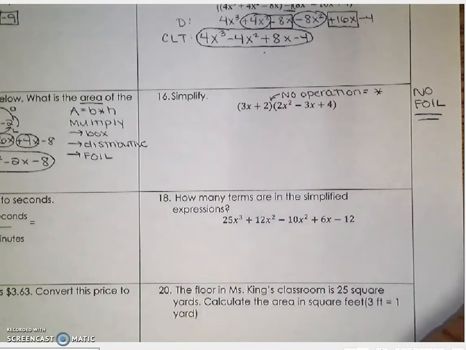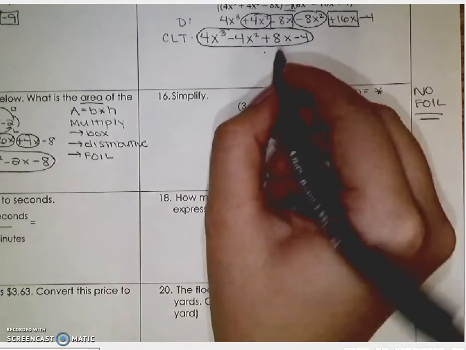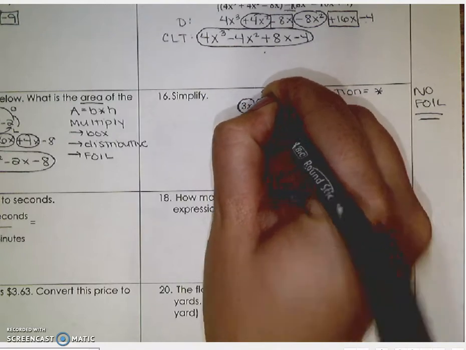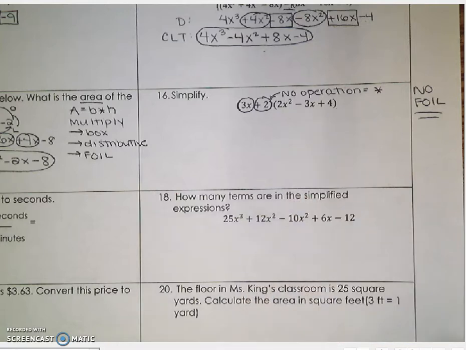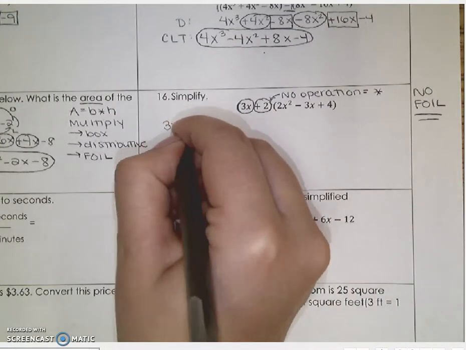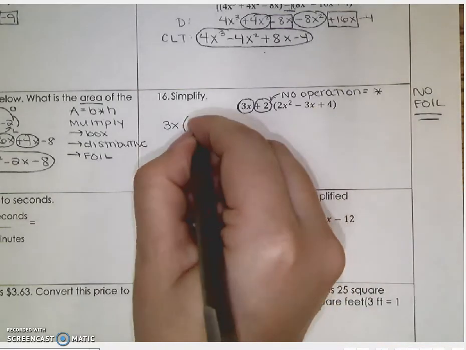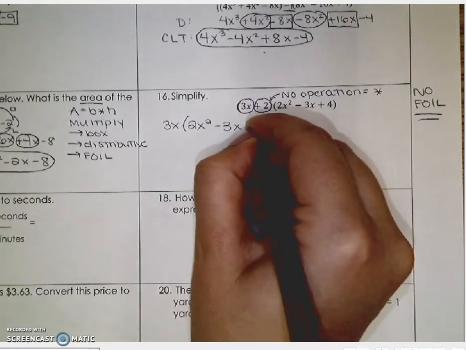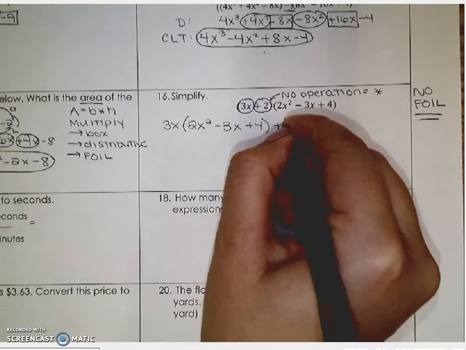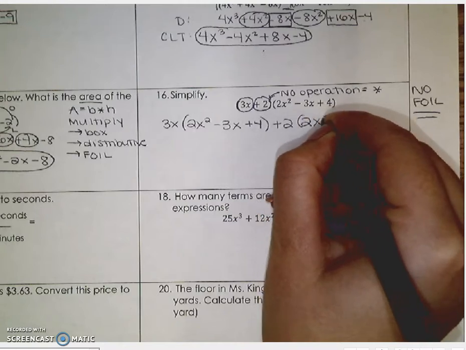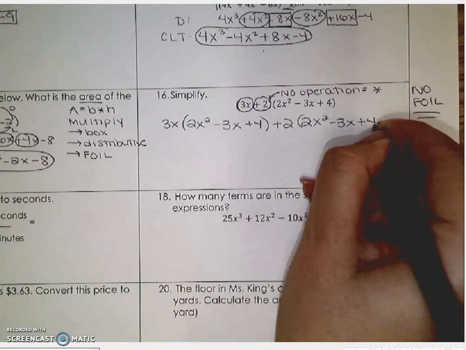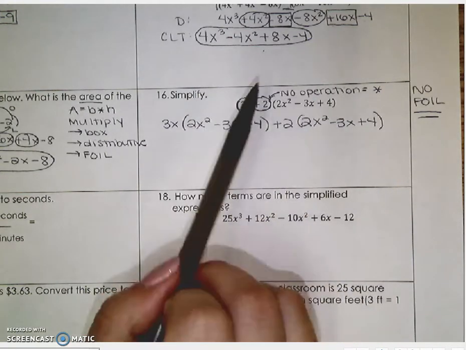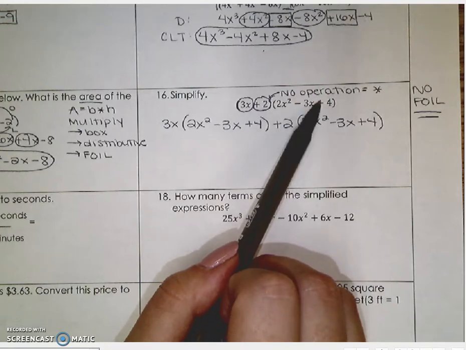So for this one, I'm going to use the distributive property, and I'm going to take this first polynomial and divide it up into its terms, and I'm going to leave the second polynomial alone. So I'm going to change this to 3x times 2x squared minus 3x plus 4, plus 2 times 2x squared minus 3x plus 4. So remember, for distributive property, you break one, take one. I broke the first polynomial and took the second the same.